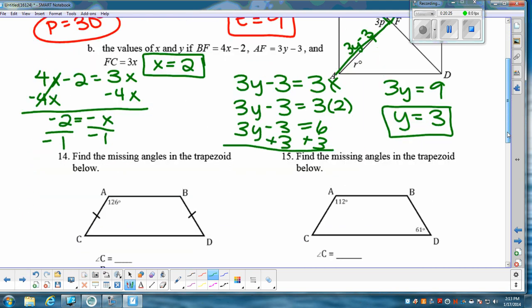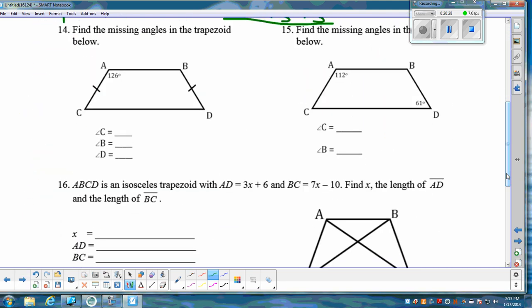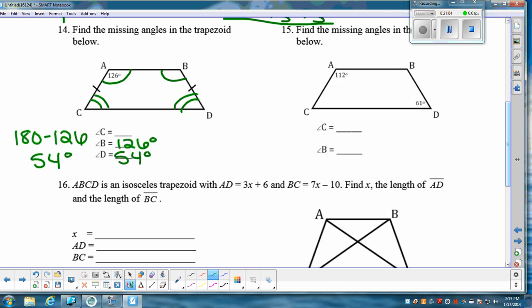Okay, so we continue. We have a trapezoid. Since we have marked off that AC is congruent to BD, we know that this is an isosceles trapezoid, which means that our base angles are congruent. So the top angles are congruent, which means angle B is 126 degrees, and also our bottom angles are congruent. And since the top angle plus the bottom angle has to equal 180 degrees, to get those bottom angles, 180 minus 126, and that gives us 54 degrees. So C and D are both 54 degrees.